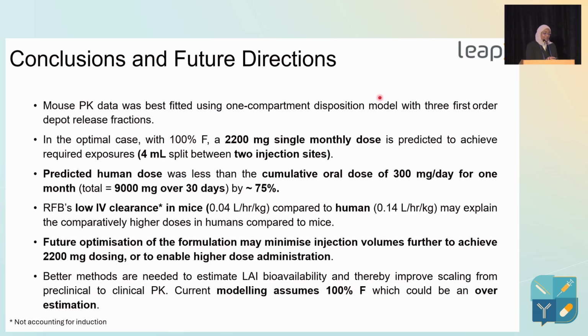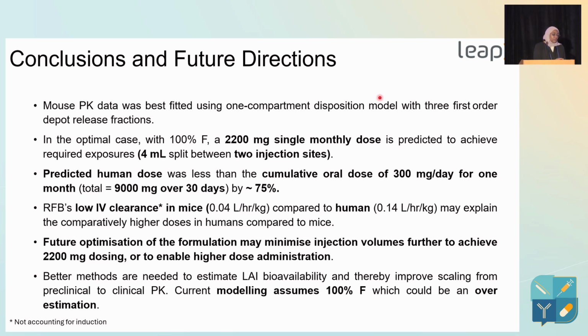To summarize, the mouse PK data was best fitted using a 1-compartment disposition model with 3 first-order depot release fractions. In the optimal case, if bioavailability is 100%, 2,200 mg would be given monthly in human, as 4 milliliters split between 2 injection sites. The predicted human dose was actually around 75% less than the cumulative oral dose of 300 mg per day for 1 month, so we are saving a lot, even if the dose looks really high.